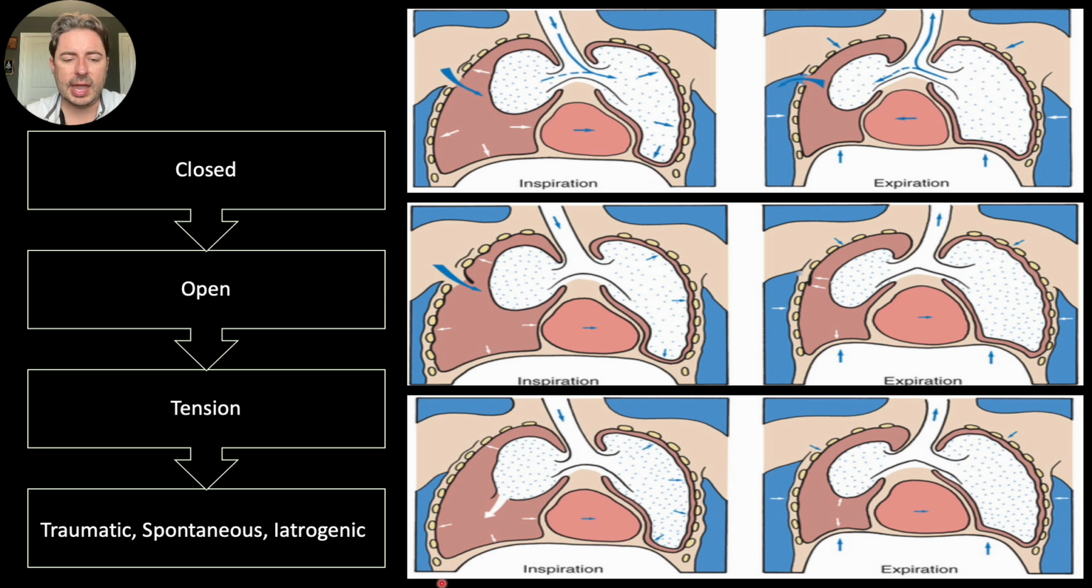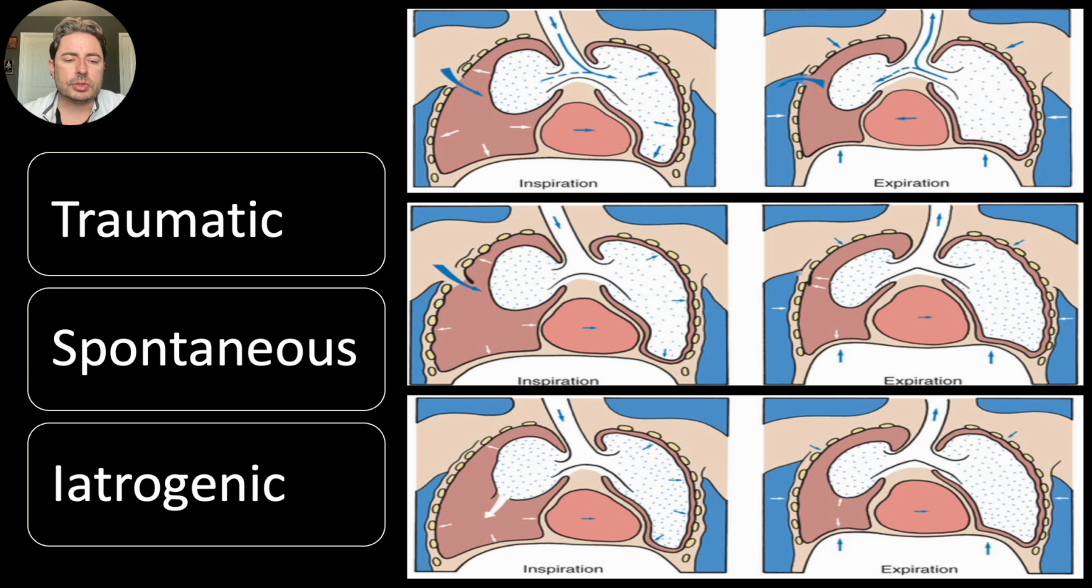So let's look at the traumatic, spontaneous, and iatrogenic now. But we have to understand that the open is open to the atmosphere. Your pleural cavity is open to the atmosphere. Closed is closed to the atmosphere. And lastly, we have this tension pneumothorax where we have air coming in, but it has no place to go once it's in there. So 3 different classifications. We're now going to jump into traumatic, spontaneous, and iatrogenic.